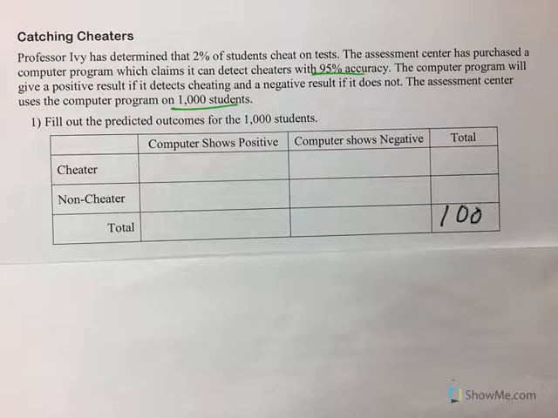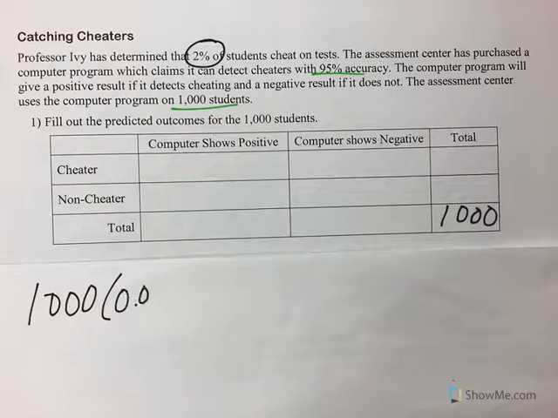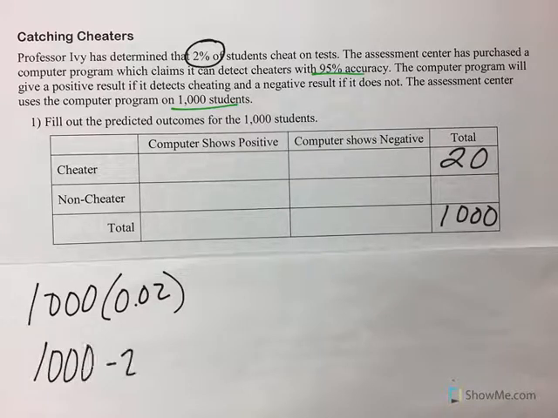So we have 1,000 students, and remember, 2% are cheaters. So 1,000 times 2% tells me that 20 of them are going to be cheaters. So if I have 1,000 total and 20 of them are cheaters, then 980 are honest. All right, we always start with our total column. Now, if you cheat, it's going to test positive, right? It's going to show positive, so that's here.